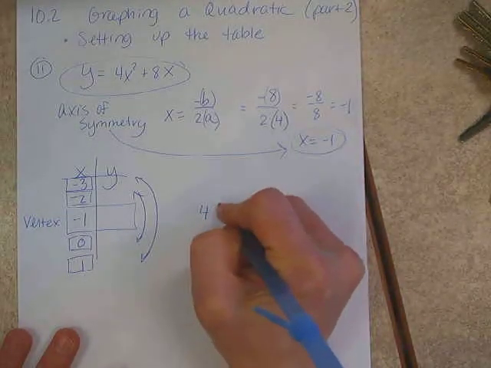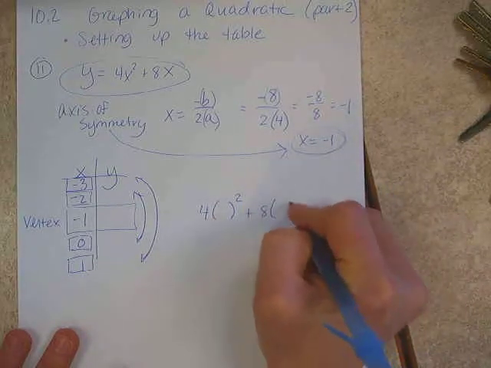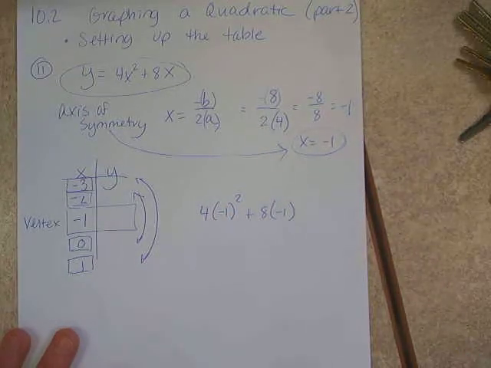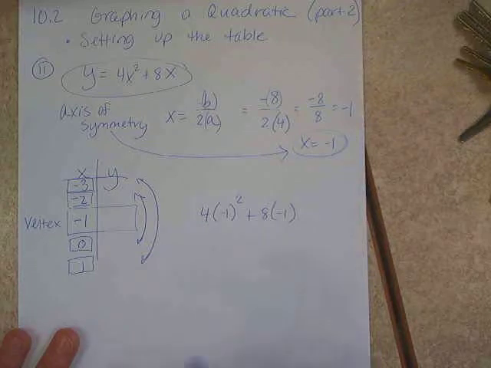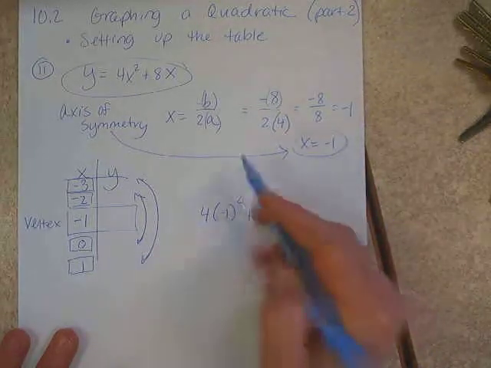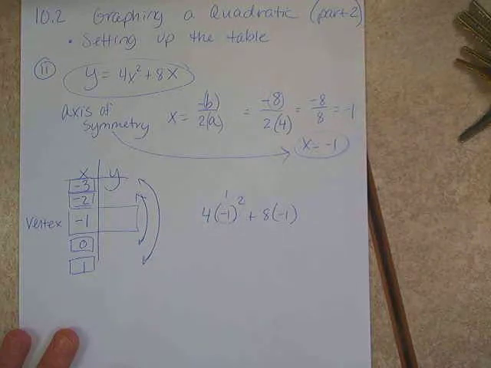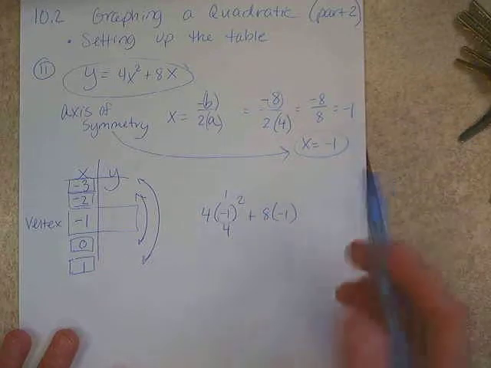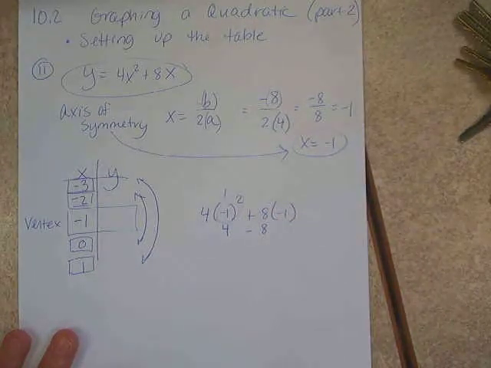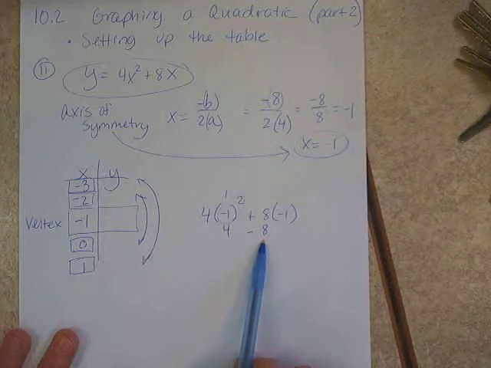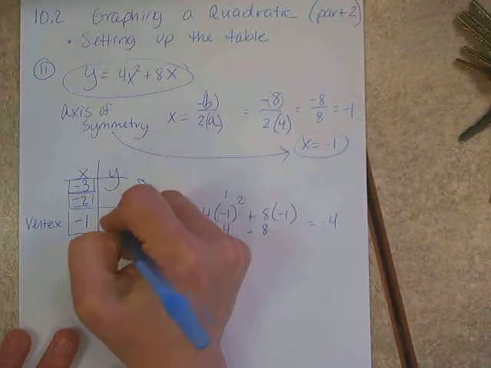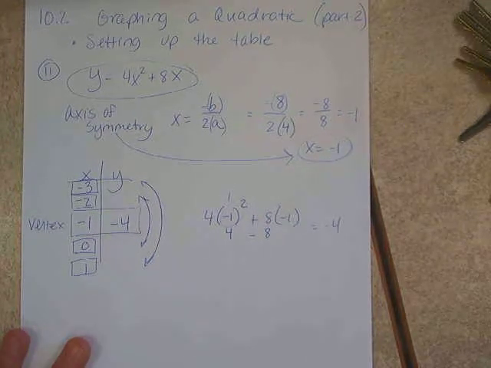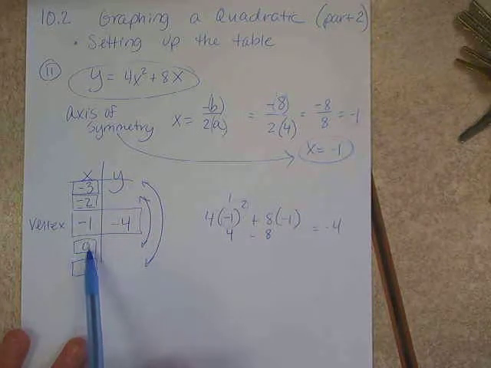We're going to plug it in to our original equation to find y. So we have 4 parentheses squared plus 8 parentheses, and we're plugging negative 1 in place of x. Do one term at a time. We know negative 1 squared is 1, and 4 times 1 is 4. And then the second term, 8 times negative 1 is negative 8. And then 4 minus 8 is negative 4. So there's my vertex.